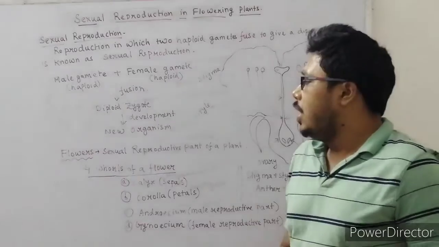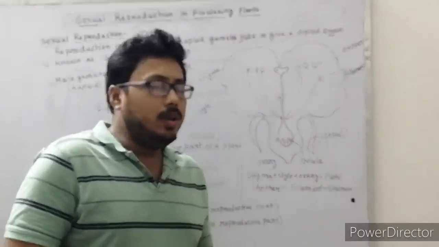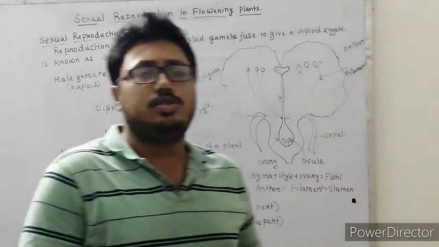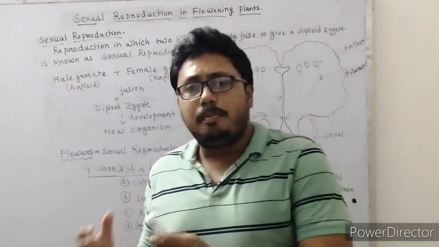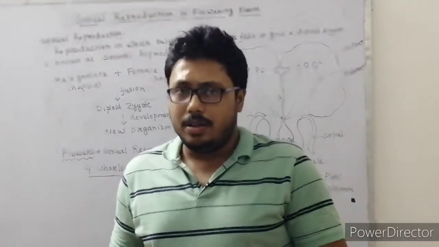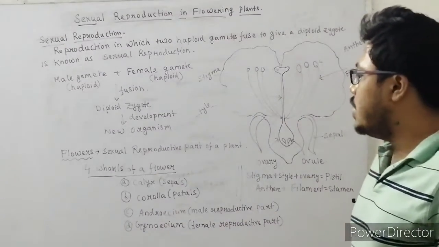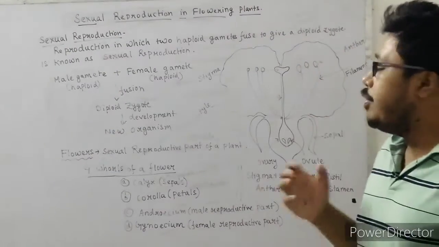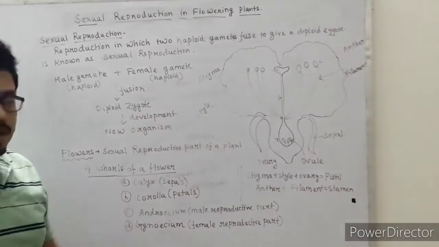Now coming to the flower's reproductive parts, we are discussing the sexual reproduction in plants. So we have to know the sexual part of the flowering plant. See, flower. What is a flower? A flower is nothing but the sexual reproductive part of a plant. So we will discuss this structure.